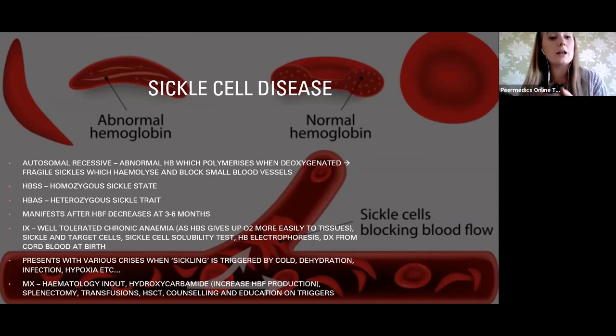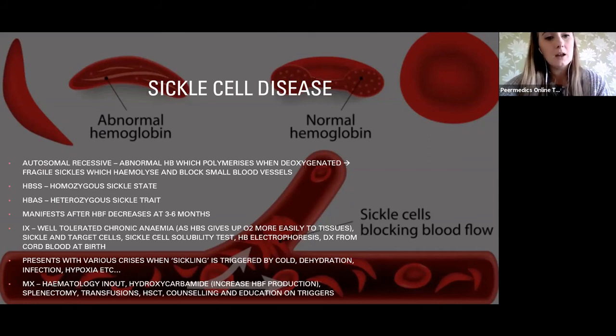So your patient can generally be fine, but if they get exposed to the wrong triggers, things like cold, dehydration, infection, hypoxia, the cells will sickle, and then they can clog up vessels, and you get all these quite nasty, life-threatening side effects. These patients have always got to be very careful to avoid these triggers, and these triggers are quite simple things that most people get exposed to a lot of the time, so it can be quite a hard disease to manage, and patients get hospitalized a lot.